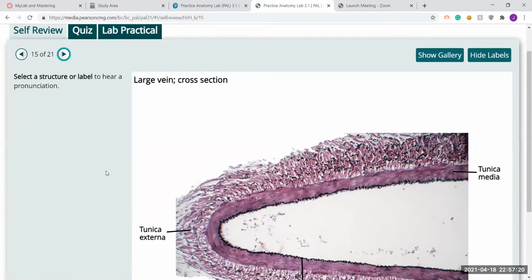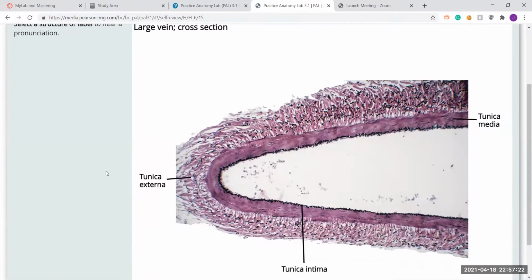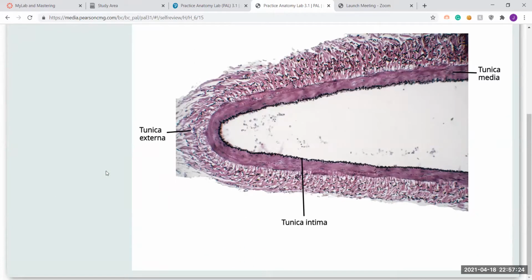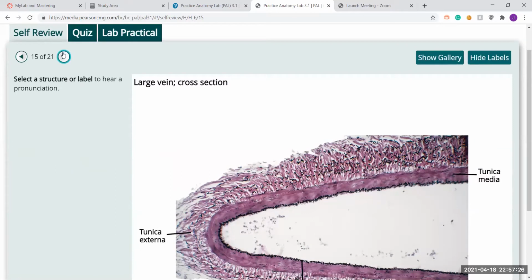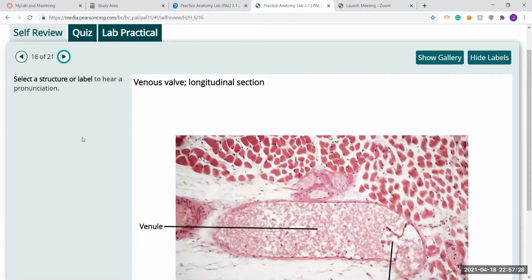This is again a large vein, with the tunica externa, tunica intima, and tunica media. This is veins. So the artery pumps blood all over the body, and that's why there is force pushing the blood from the heart into the artery and then to the tissue. So there is no chance that blood can come back.